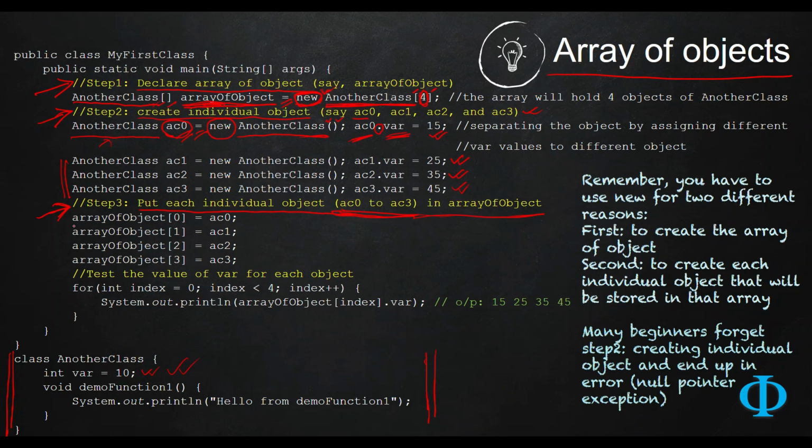This is very simple. The array of objects: the name of the array that you have given, we have given array of object over here. Use the name of that array followed by the index inside the opening and closing box brackets, and the object that you want to assign to that index. For easy understanding, I have assigned the object AC0 to index 0, AC1 to index 1, AC2 to index 2, and AC3 to index 3.